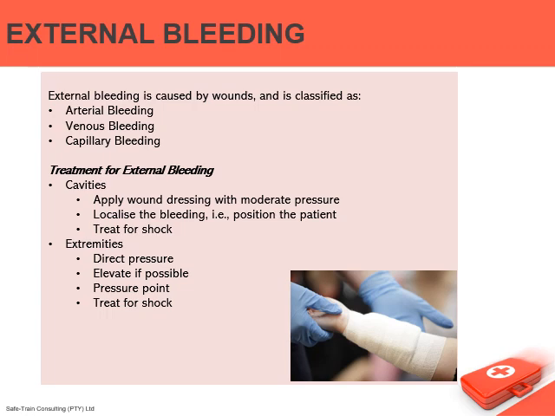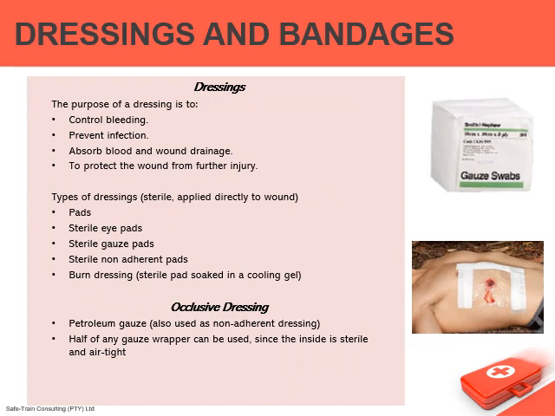Capillary bleeding. Blood seeps from a superficial wound and is bright red in color. The best way to stop such bleeding is by applying direct pressure onto the wound with clean cloths and bandages. Treatment for external bleeding. If cavities are involved, apply wound dressing with moderate pressure. Localize the bleeding, for example, position the patient. Treat for shock. If extremities are involved, apply direct pressure. Elevate if possible. Pressure point. Treat for shock.